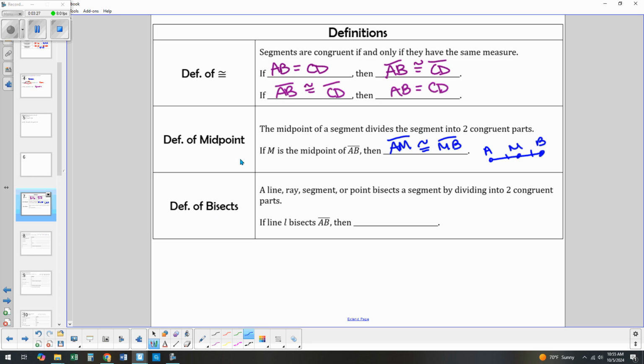Bisects is very much like midpoint. So any line, ray, segment, or point bisects a segment by dividing it into 2 congruent parts. So very much like our midpoint thing, if L bisected AB, let's pretend that our picture here also used line L, then we could say the same thing. We could say that segment AM is congruent to segment MB.